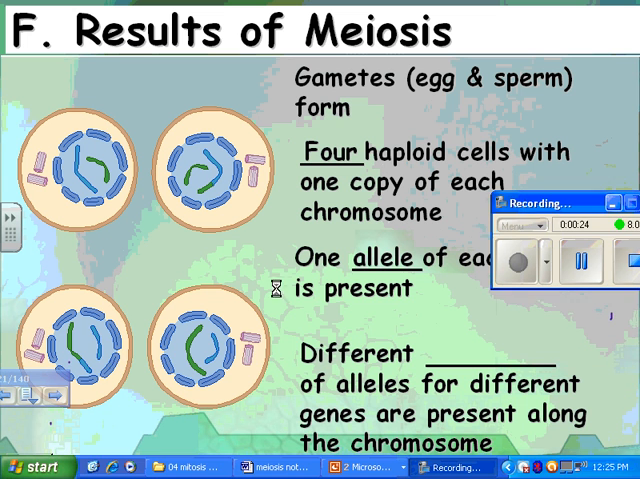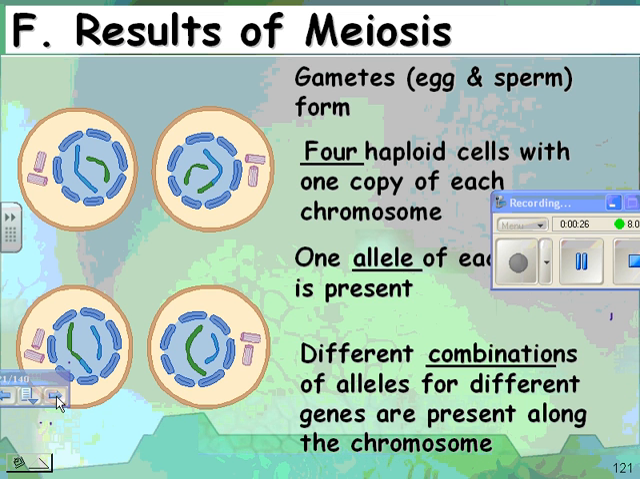And you have different combinations of alleles for different genes present along the chromosome. So look, here's a combination of genes that's never been around before. This part came from your dad, that part from your mom, and you're giving your baby, to be possibly, a brand new combination of genes.